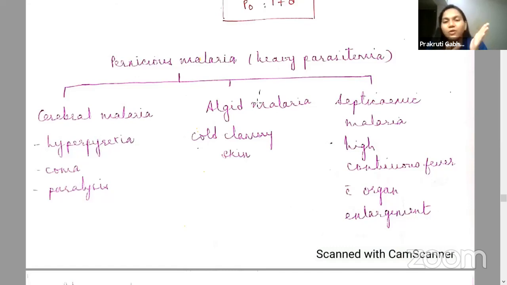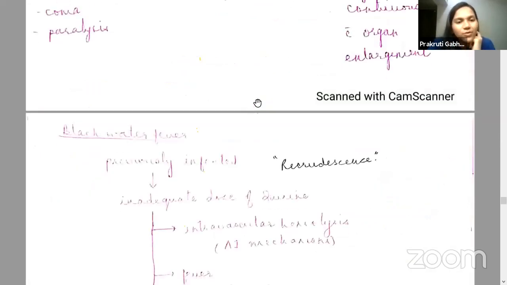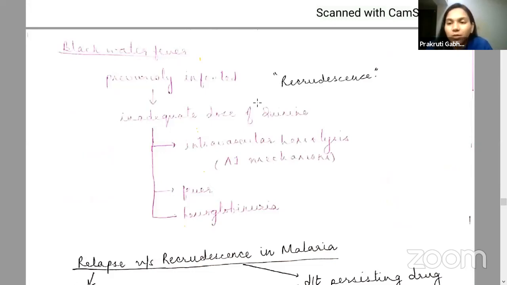So there's multi-organ failure. They've also used the term blackwater fever. Basically, when a person is previously infected, but you've given them an inadequate dose of quinine, the parasites tend to reactivate, which is known as recrudescence. It leads to intravascular hemolysis, which is said to be because of an autoimmune mechanism. It leads to fever, and it leads to hemoglobinuria, which is why the name blackwater fever, because it obviously leads to blackish colored urine.